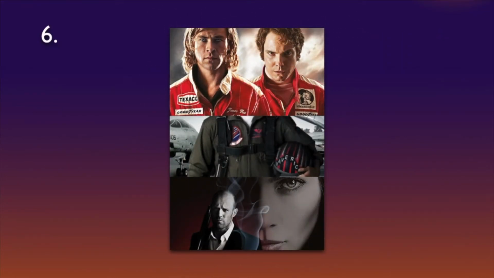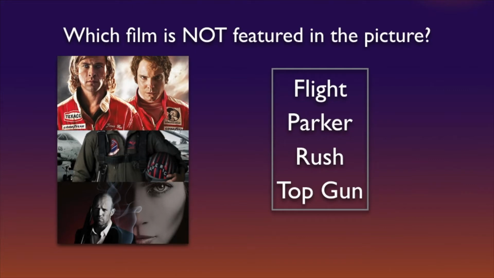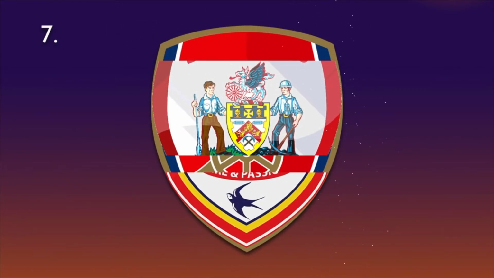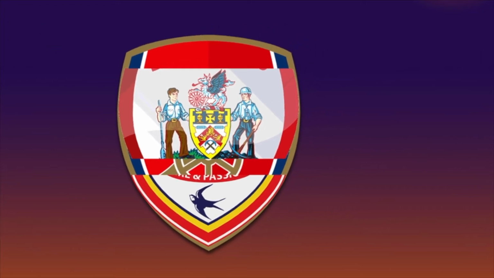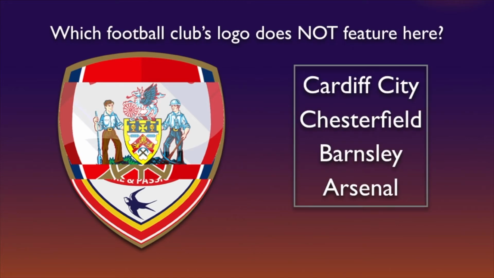Question 6. Film posters again. Parts of 3 posters represented there. Which films? And from these options, pick the film that is not represented. Question 7. Football club logos. Do you recognise them? 3 logos represented there. But which of these options is not represented in the picture?